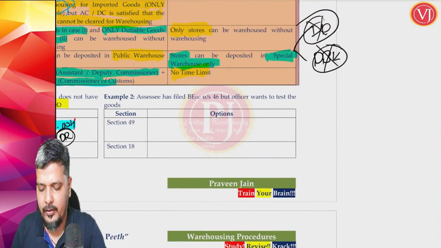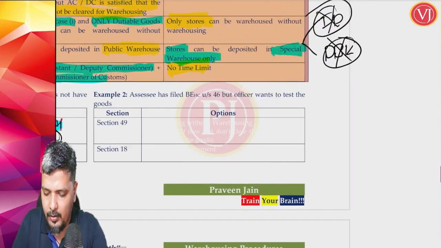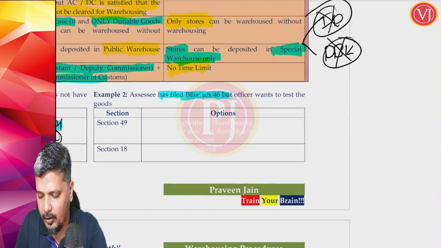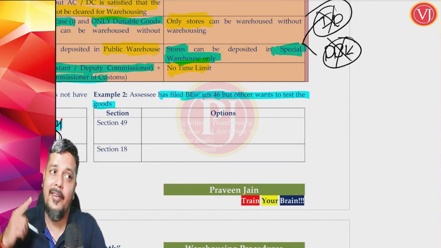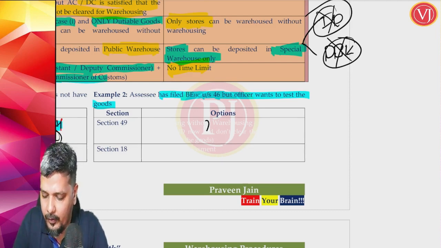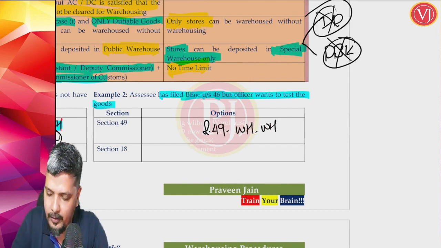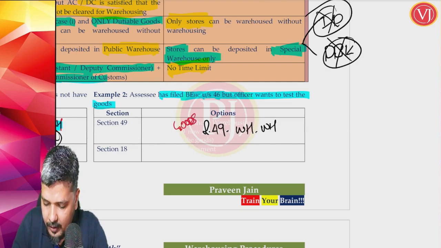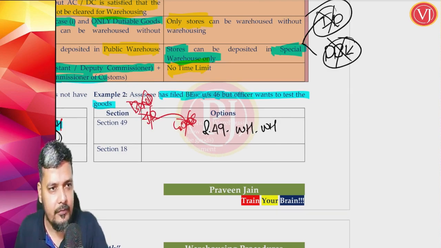Now the second question. The assessee has already filed a bill of entry for home consumption, but the officer wants to test the goods. The assessee is very clear, but the officer wants to test the goods. What can he do? Either he can go for section 49, warehousing without warehousing. In such cases, goods will not be given, import duty will not be paid, and even a bond is not required.